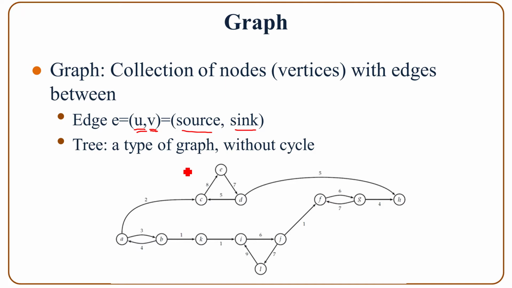A tree actually is a type of graph, but without any cycle. This example shows a graph. We will go into several examples later.